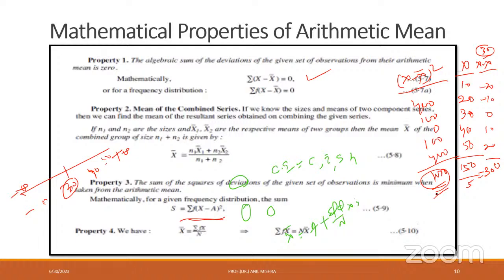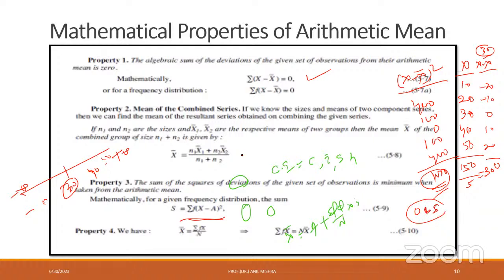So while you take the deviation from the mean and square it, it should be minimum. That is called the OLS, ordinary least squares. So least means minimum. The square must be least, right?